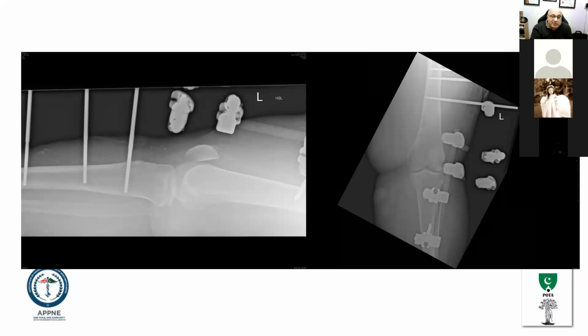Why are we not doing an MRI scan here to look at the collaterals, the ACL and the PCL? Because it's too early, and the other thing is we have applied a fixator, so in the early phase we cannot go for the MRI. So what is the exam answer?